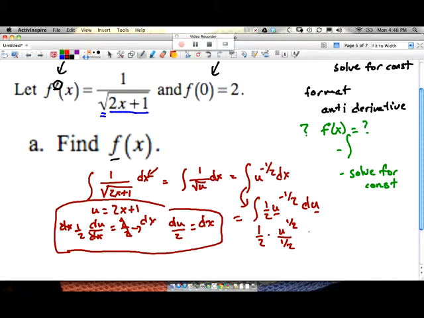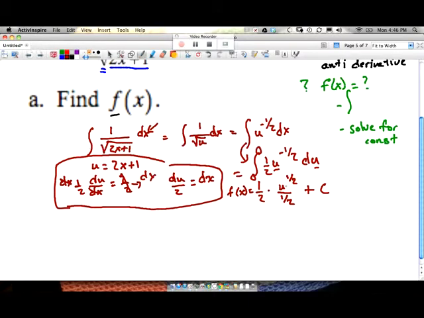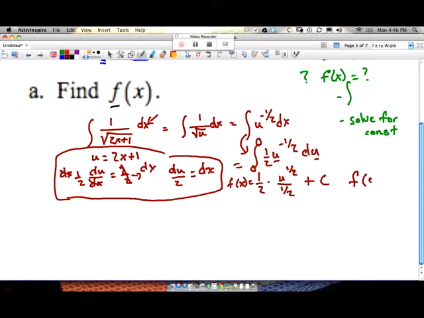1/2's all over the place. But I am missing something. Notice that I did not have limits. I didn't have an a or a b, so that means I need a plus c. So this is f of x so far. What's missing? Well, it's in terms of u instead of x. And I need to use that given value, f of 0 equals 2. That's going to be important. F of 0 equals 2.